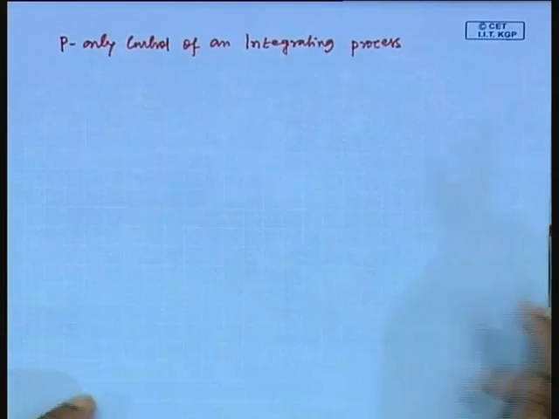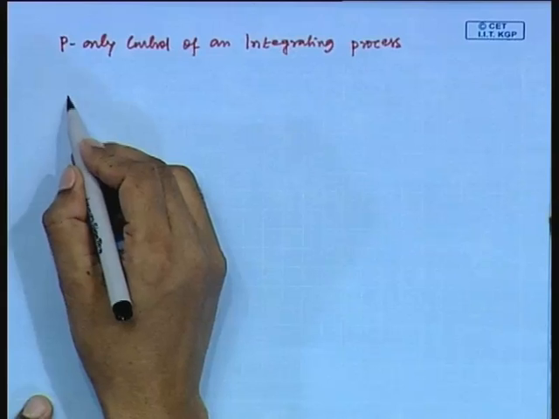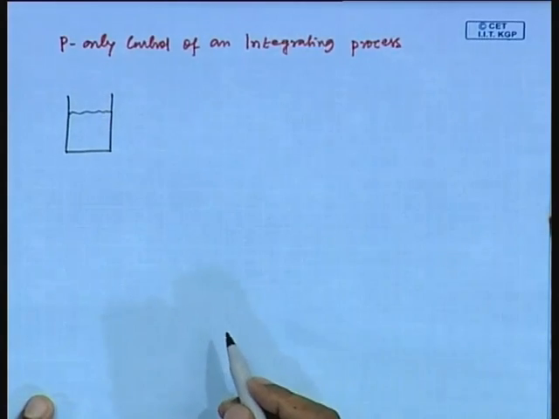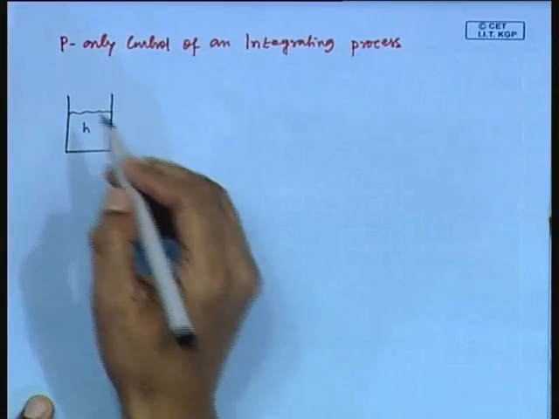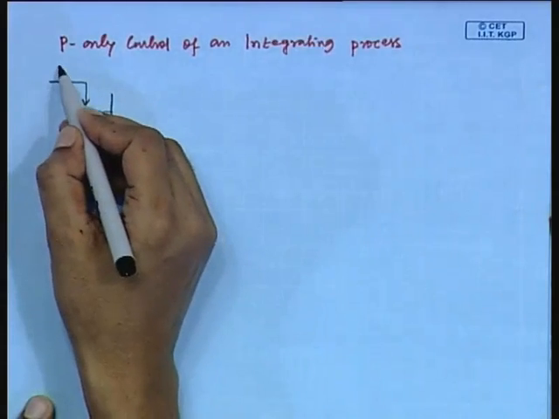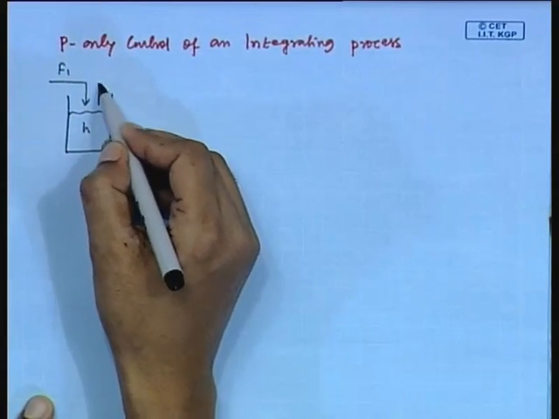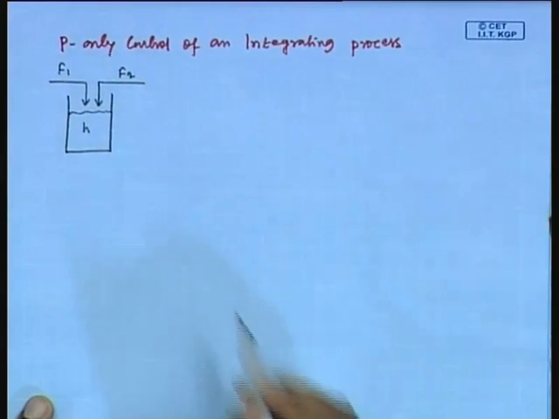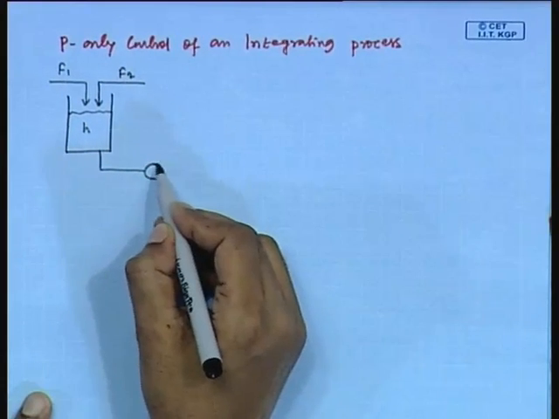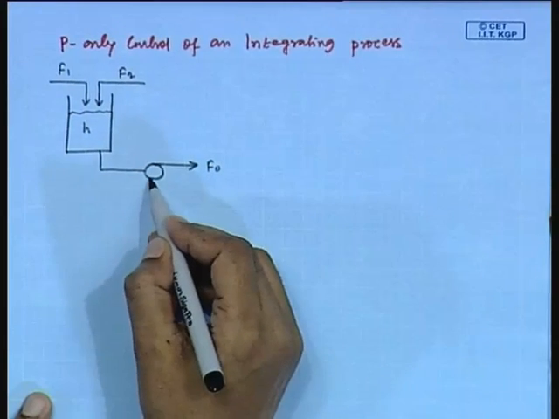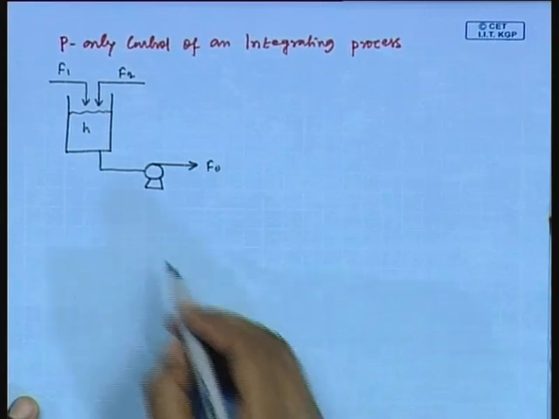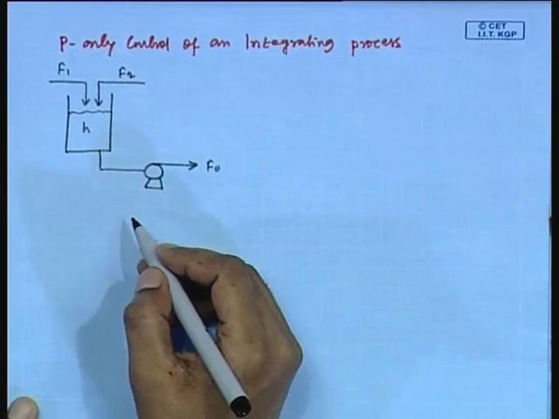Next we will discuss this. So, for this purpose we need to consider an integrating process. This is a liquid tank. Two input streams are involved in this example. One is F1, another one is F2. One outlet stream is involved, which has the flow rate of F_0. And one constant displacement pump is installed in the outlet section.